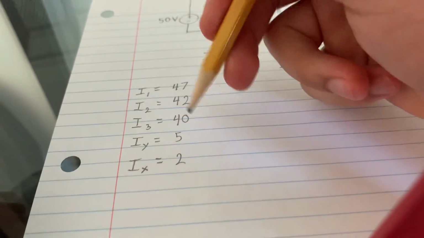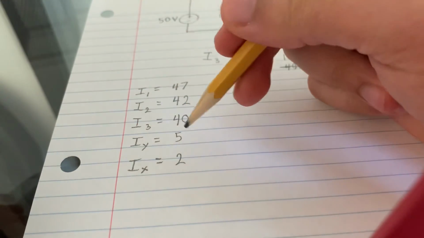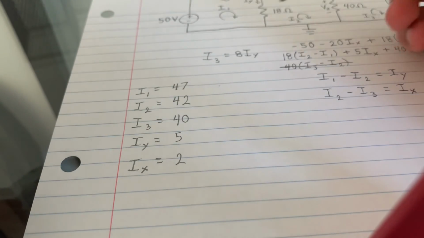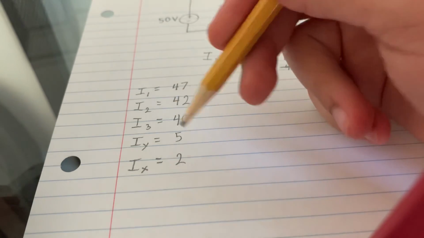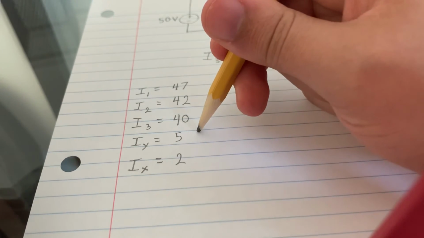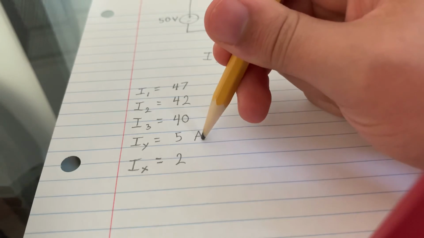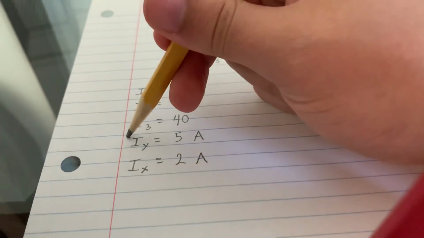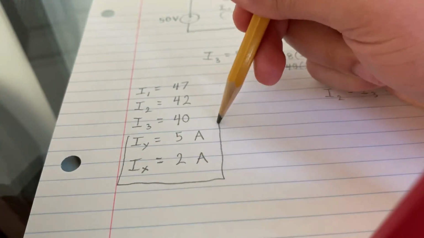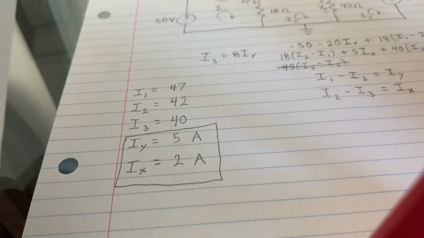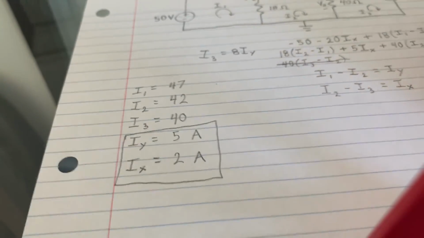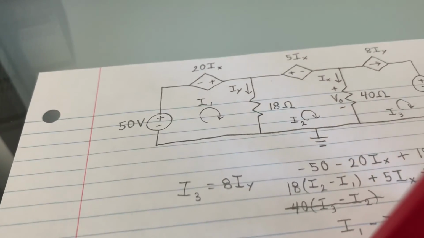Now we see that Iy is 5 and Ix is 2. Assuming, since everything is in volts and ohms up here, the units, never forget units, teachers and professors will get mad at you, is just going to be amps. Box it, call it a day. Or almost. We have one last thing we need to solve for, and that's V naught. So let's go back up and look at V naught real quick.